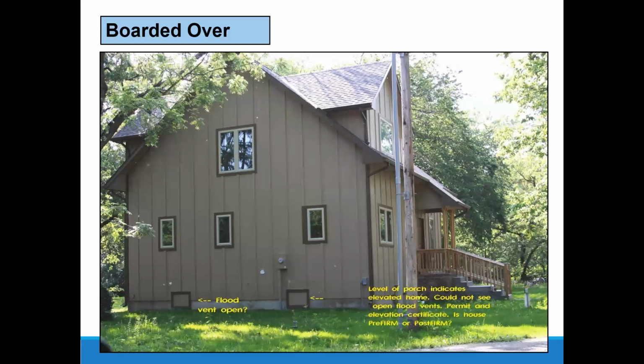Here's another example. So this is a crawl space building. And so you can see the flood vents and how they kind of match the rest of the trim of the house. So what happened was they got an elevation certificate and they got an approved permit, and everything was fine. And then someone from the city eventually noticed what the flood vents looked like. And so they went back to the elevation certificate and looked at the photos, and they didn't match up.